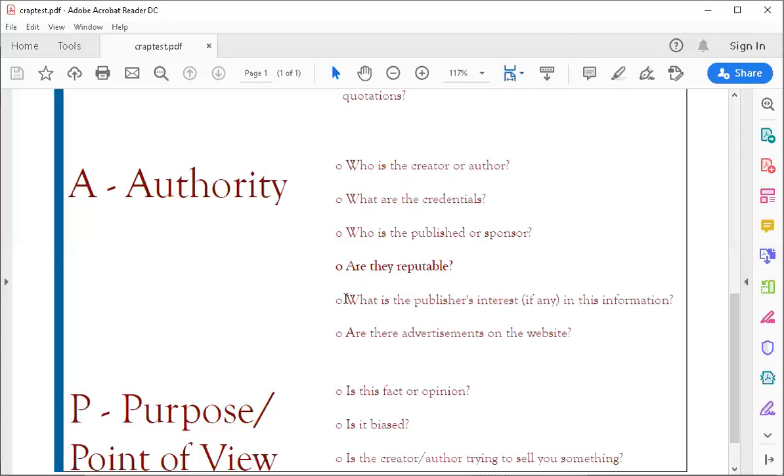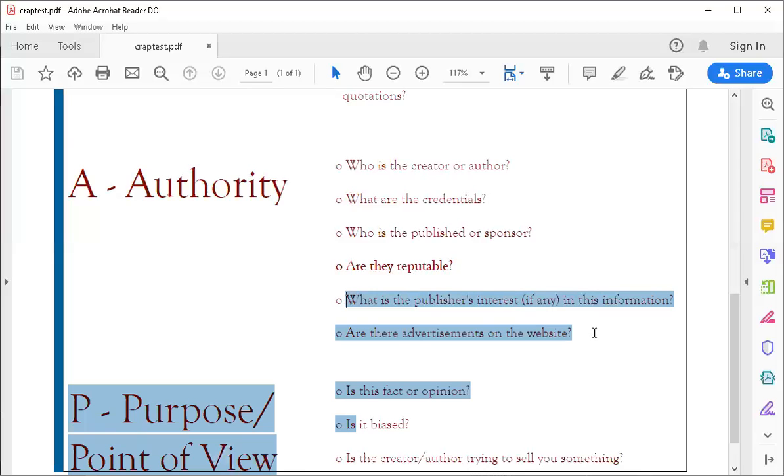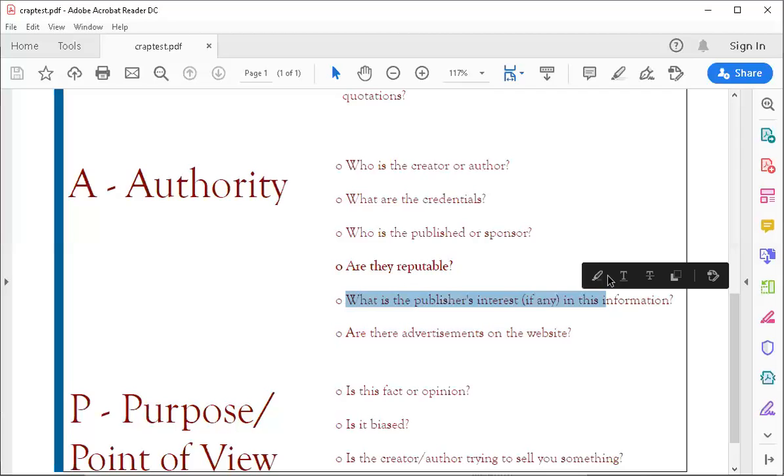The last set of questions we want to look at is, what is the publisher's interest, if any, in this information, and are there advertisements on the website? So a publisher's interest can be twofold. They can be focusing solely on the information, or they can have an agenda that they're trying to set up. And we can look more at the agenda and their purpose in the next category. But it's important to note that we need to lay some groundwork for their authority based on the publisher's interest.